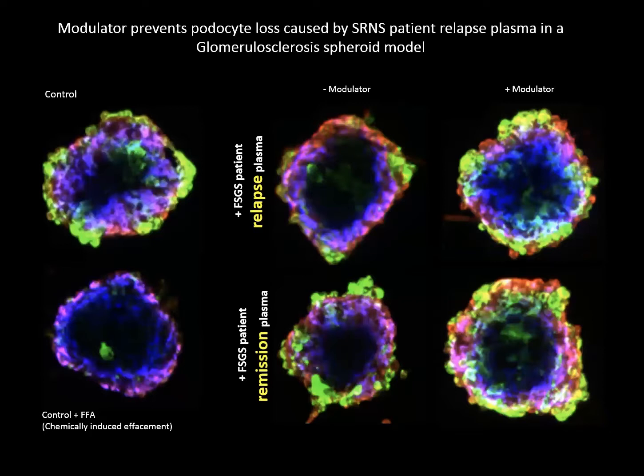On the top, you've got relapse plasma. This is active plasma from post-transplant relapse that you put on the spheroids, and you can see there are fewer green cells there, which is the podocytes, compared to remission, which is just below it. Then on the very right-hand side, we've added a modulator so we can test drugs. We've added an antifibrotic drug in this instance that has actually rescued some of that podocyte loss. So you can start to test drugs that may be useful in a clinical setting. Next slide.